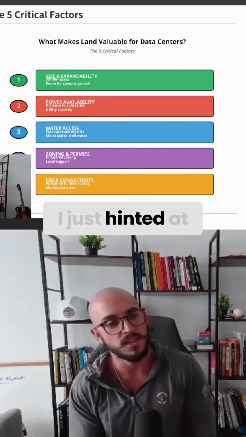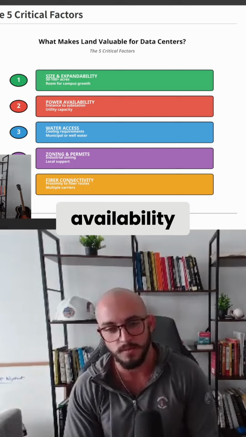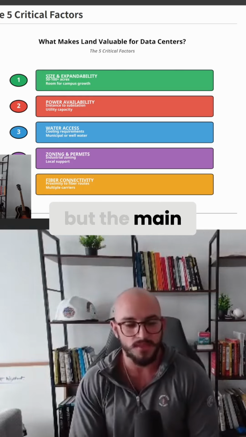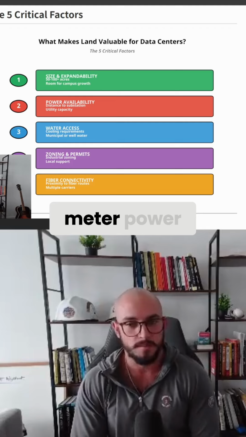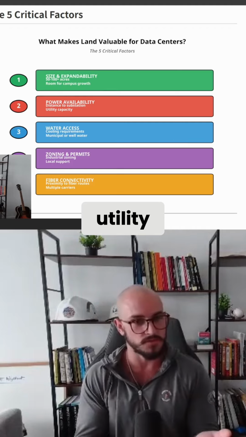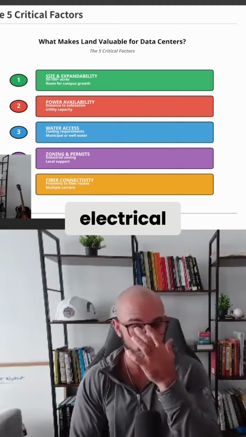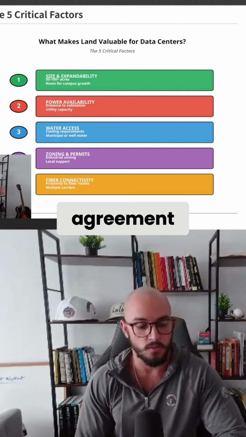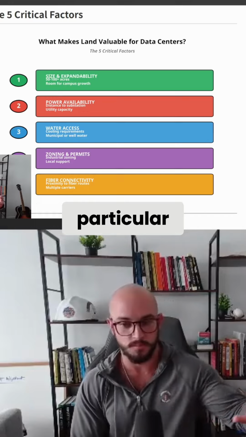So now I just hinted at it. Let's go into number 2, which is power availability. I have here written distance of substation and utility capacity, but the main thing is front of the meter power. Front of the meter power means it's passing through the utility, right? So the local electrical utility is the one that's entered into the PPA, the power purchase agreement, with the end user, the hyperscaler in this particular instance.